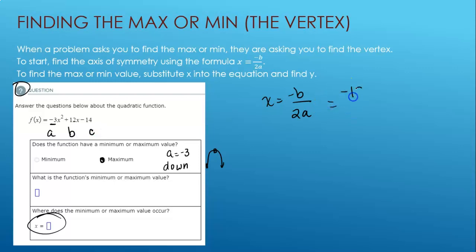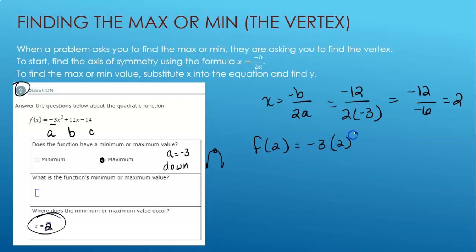b is 12, but there's a negative there, so that's negative 12 over 2 times negative 3. That's negative 12 over negative 6, which becomes positive 2. So the minimum or maximum value occurs at 2, and then I need to substitute in. So this becomes negative 3 times 2 squared plus 12 times 2 minus 14.